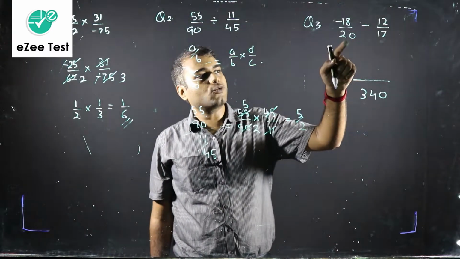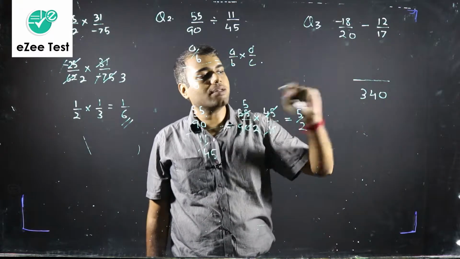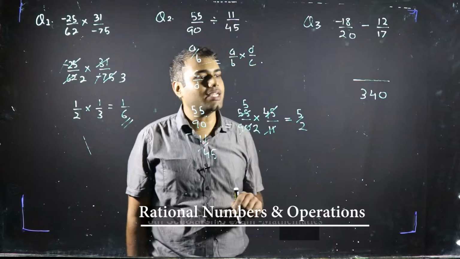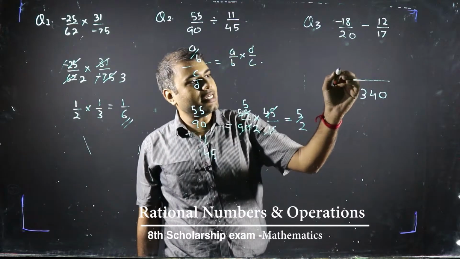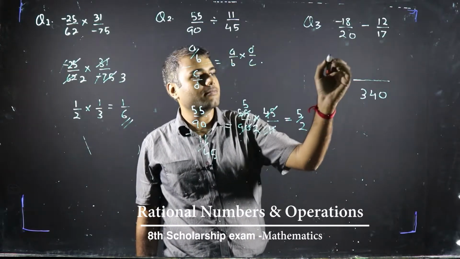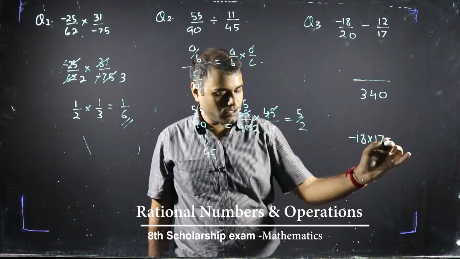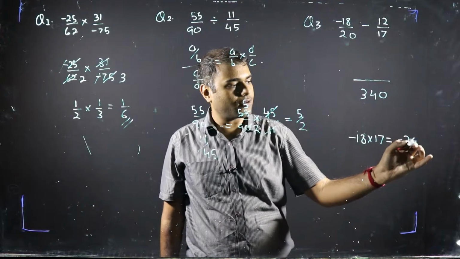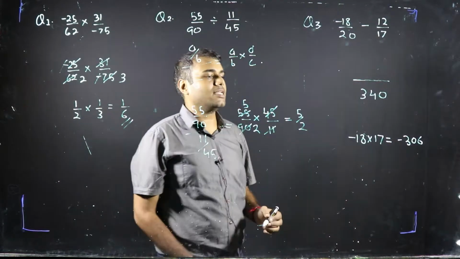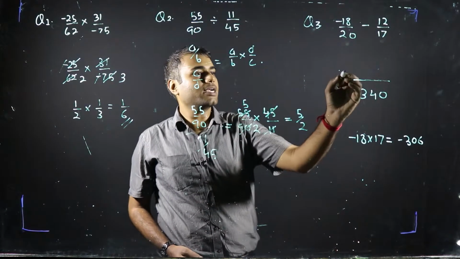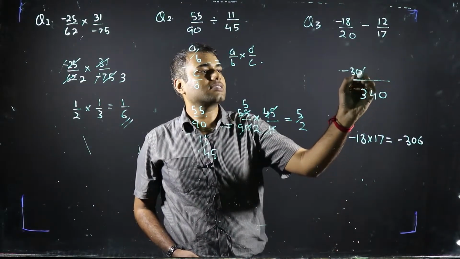So the LCM is 340. I have multiplied 20 with 17 to make 340. So I will have to multiply minus 18 with 17 as well. So minus 18 into 17, and this will come out to be minus 306. Minus 17 into 18 is minus 306.